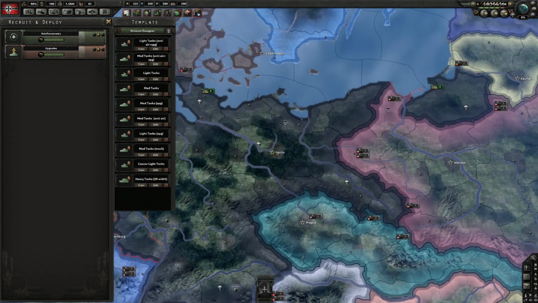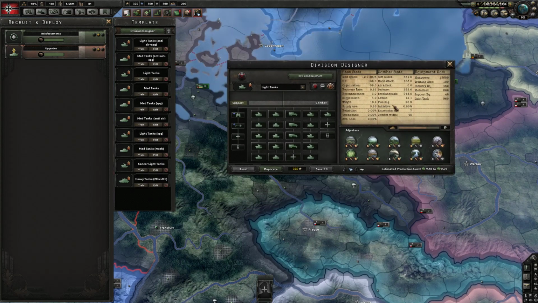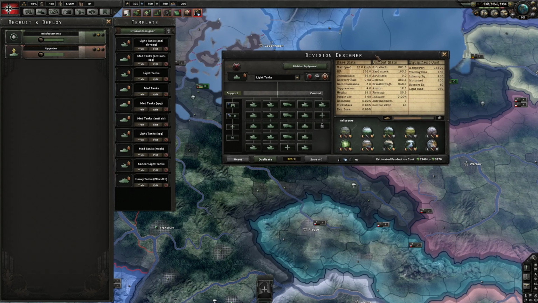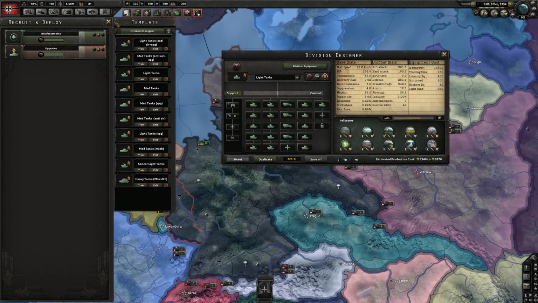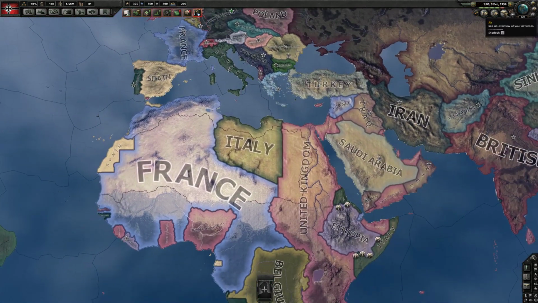Let's start with a light tank template, and we'll start with talking about combat width. Now, the optimal combat width for almost every combat tank division is 40. Same with infantry, 40 combat width. A little bit more malleable with tank divisions. I understand sometimes you have production constraints, particularly time constraints.